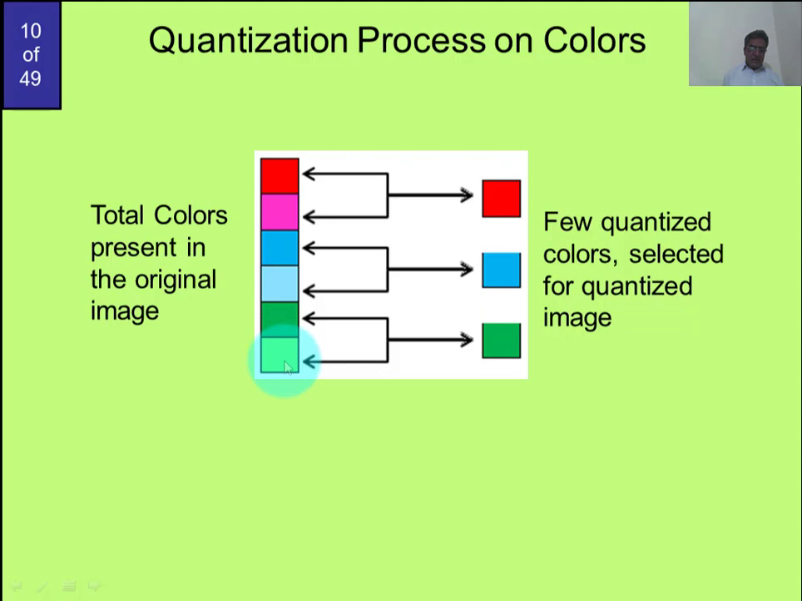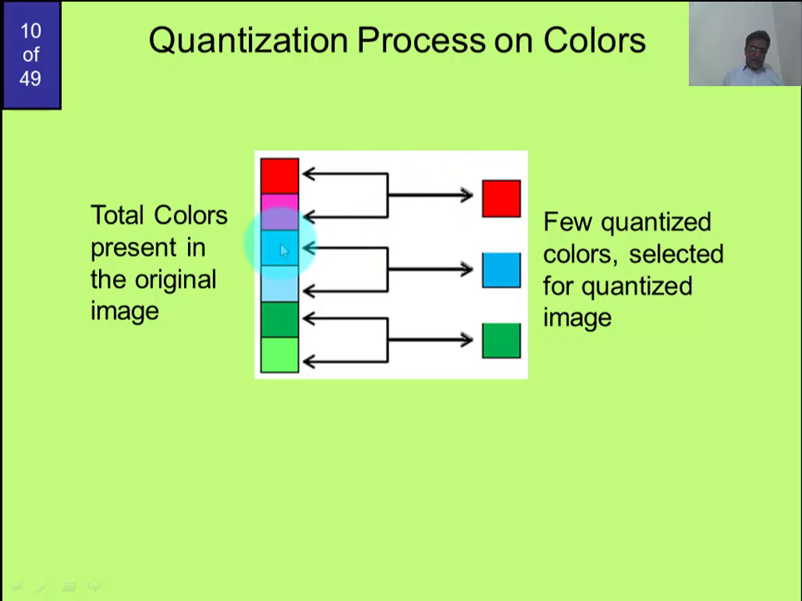Total colors present in the original image were 6, and these two colors belong to the red category, so we give them a single color, red. All the pixels which are red will have red color in the quantized image, and all the pixels which are pink in the original image will also have the same color red in the quantized image.